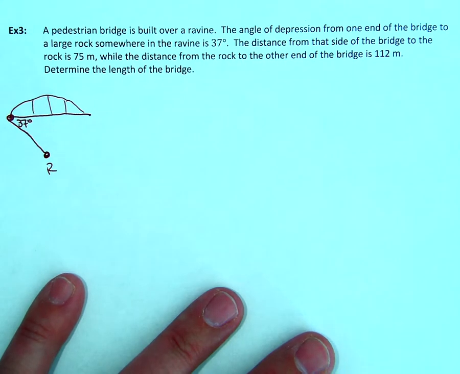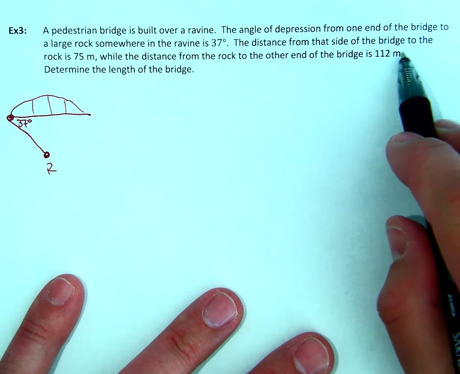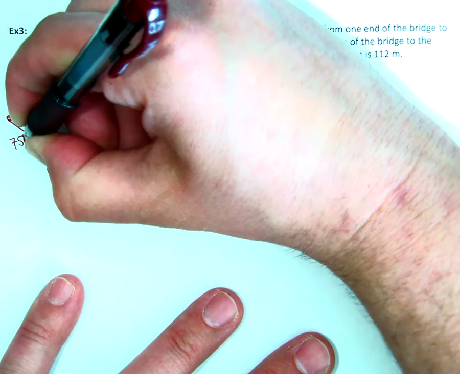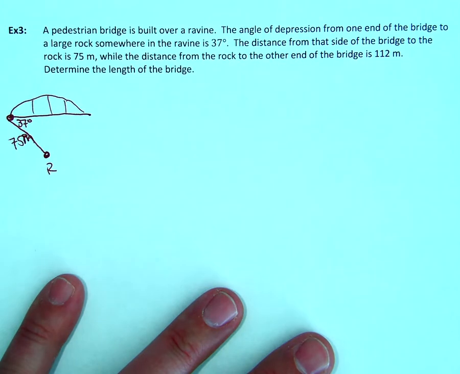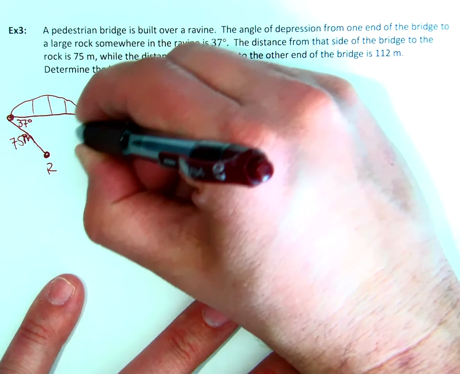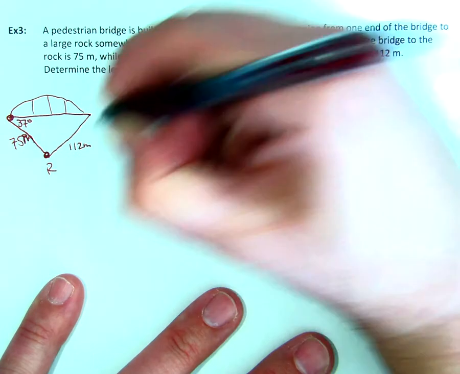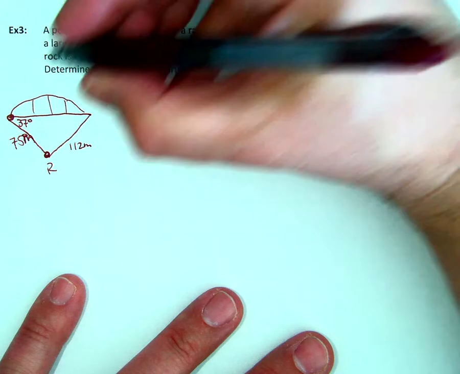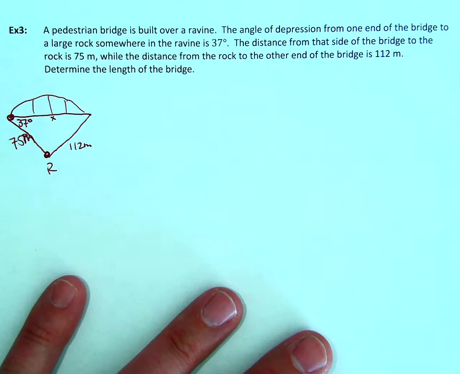It says the distance from that side of the bridge to the rock is 75 meters. So this is going to be 75 meters. Oops, meters, not degrees, meters. Then it says the distance from the rock to the other end of the bridge is 112 meters. So this would be 112 meters. Determine the length of the bridge. Okay, so if we need the length of the bridge, I'm going to call that x.